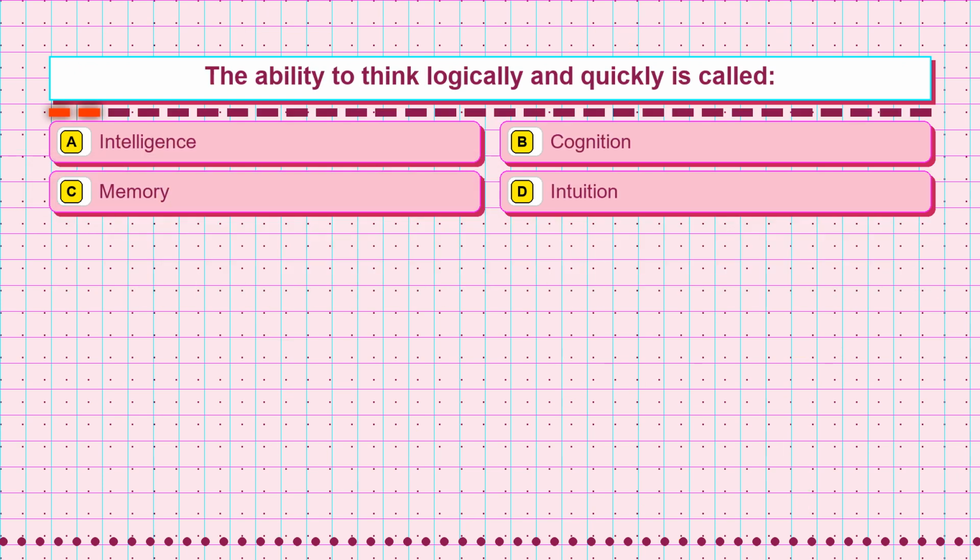Question 8. The ability to think logically and quickly is called. Option A. Intelligence. Option B. Cognition. Option C. Memory. Option D. Intuition.